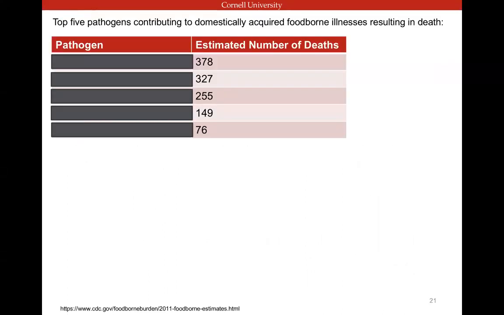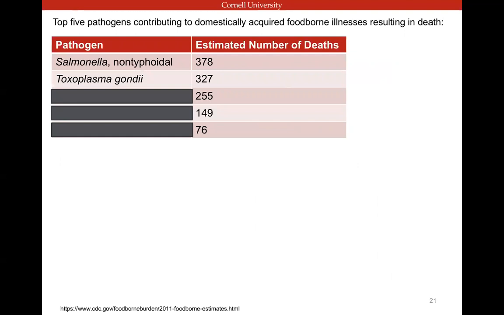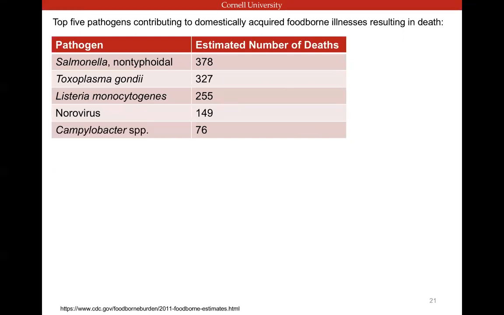If we compare Listeria to some other foodborne pathogens that you might be familiar with, I've got the top 5 pathogens that contribute to foodborne illness resulting in death here in the United States. Salmonella is actually number 1. It causes 378 deaths. Toxoplasma gondii, the parasite that is the reason why pregnant women aren't supposed to change the litter box, is number 2. And Listeria is actually number 3. It causes 255 deaths in the US each year. Norovirus comes in at number 4 and Campylobacter at number 5.